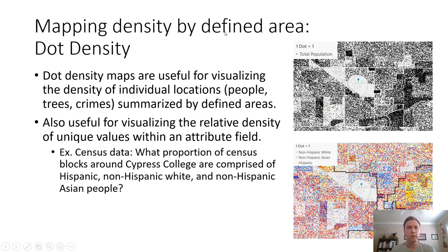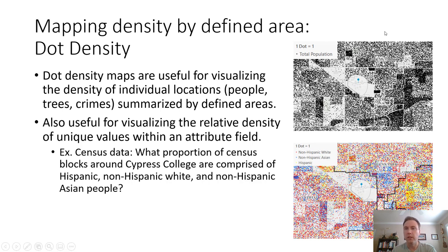So, dot density maps, as I said, are useful for visualizing the density of individual locations. They're also useful for visualizing the relative density of unique values within an attribute field. On the right-hand side, you see the visualization of population by census block around Cypress College. Cypress College is right there in the middle. You can obviously see the darker black areas have more people, and it's fair to assume that because one dot represents one person.